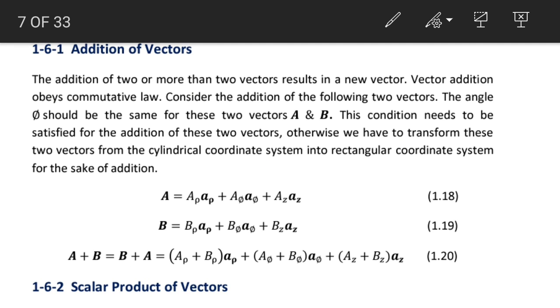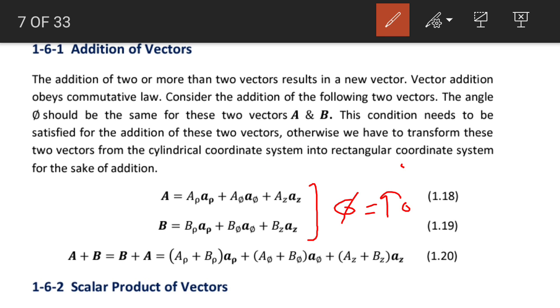The addition of vectors in the cylindrical coordinate system is not a simple mathematical process. If you want to add two vectors directly in the cylindrical coordinate system as we did in the rectangular coordinate system, you need to satisfy a condition. And the condition is that this angle should be the same for these two vectors.